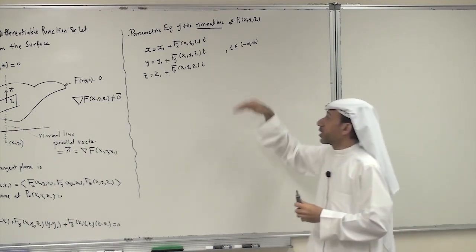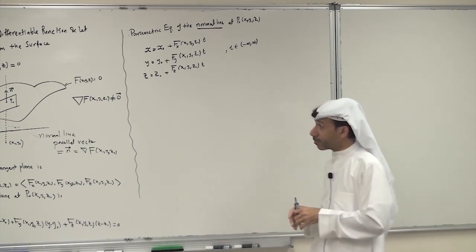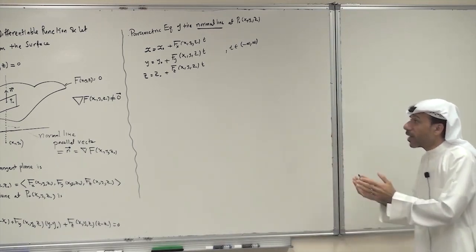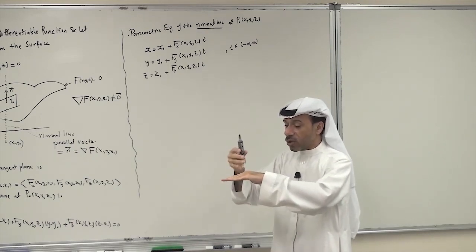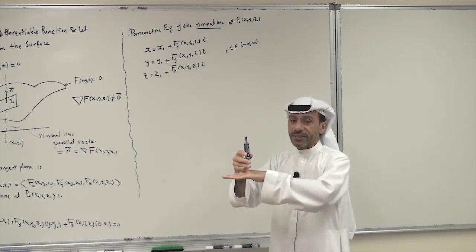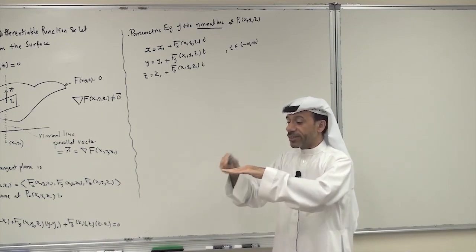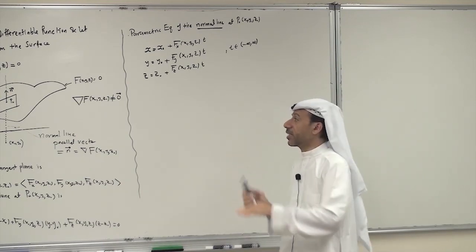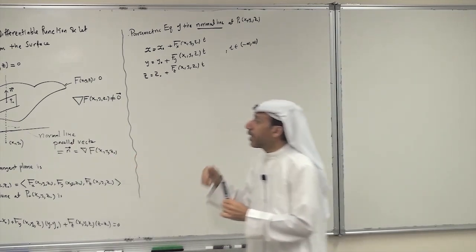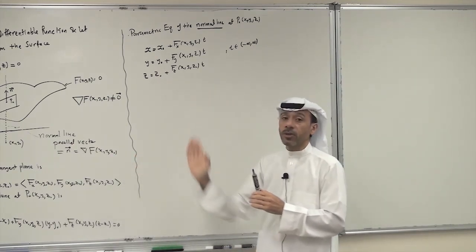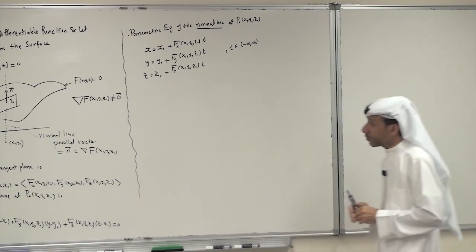So these are the parametric equations for the normal line. So really, to summarize, to find the equation of the tangent plane at a point, I need the normal vector, which is the gradient of the surface at that point. With this gradient, I can find the equation of the tangent plane and the parametric equations for the normal line.